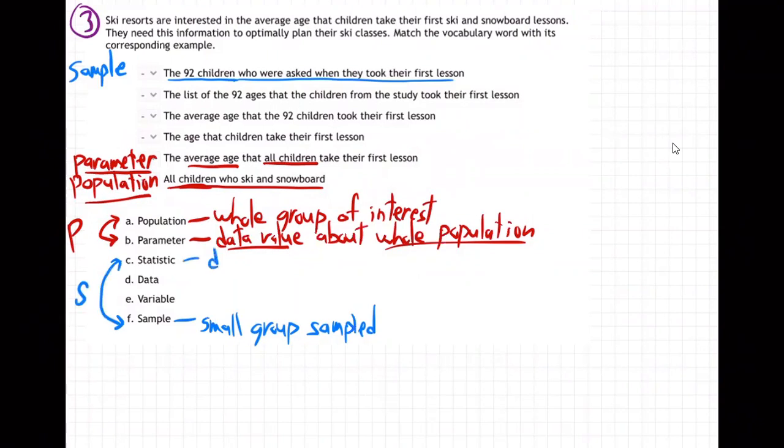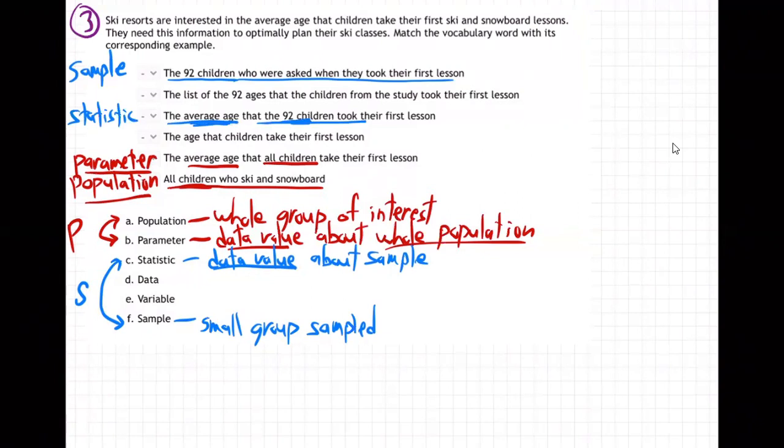Statistic is a data value. It's a data value about the sample. S with S. A data value about the sample. So what's that going to be? Right here. Average age of the 92. That's a statistic. Why? Because it's an average age just for the 92 kids.